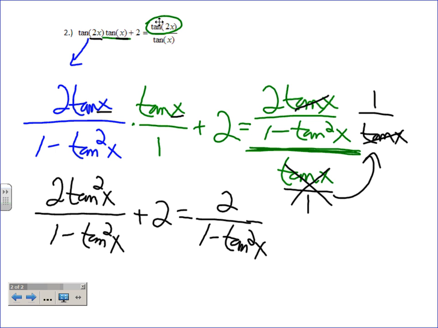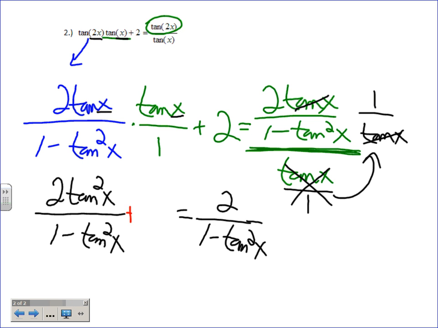Wait, if you get a common denominator, wouldn't you have to multiply the 2 by 1 minus tangent squared x? Yeah, unfortunately, to get a common denominator, we do have to multiply top and bottom by the denominator, which is 1 minus tangent squared, which is a slight problem, but let's see what happens. I'm running out of room, so I'm just going to put my little plus 2 right here. 1 minus tangent squared.